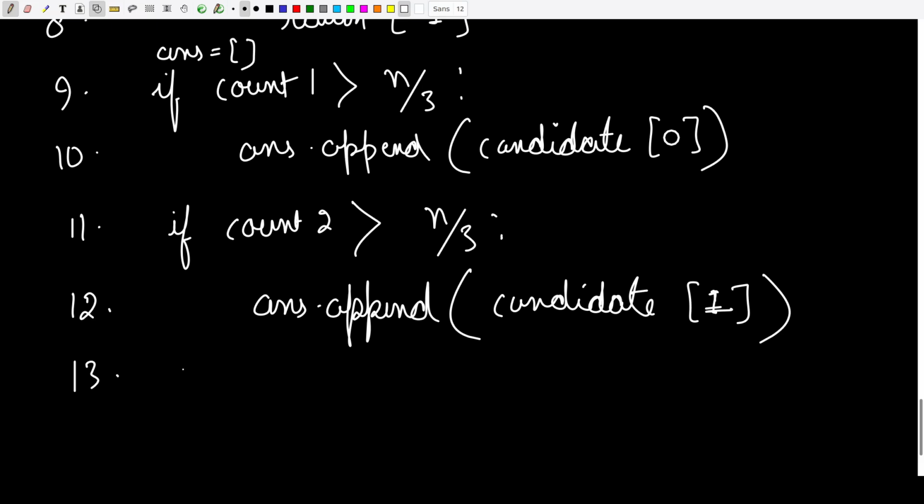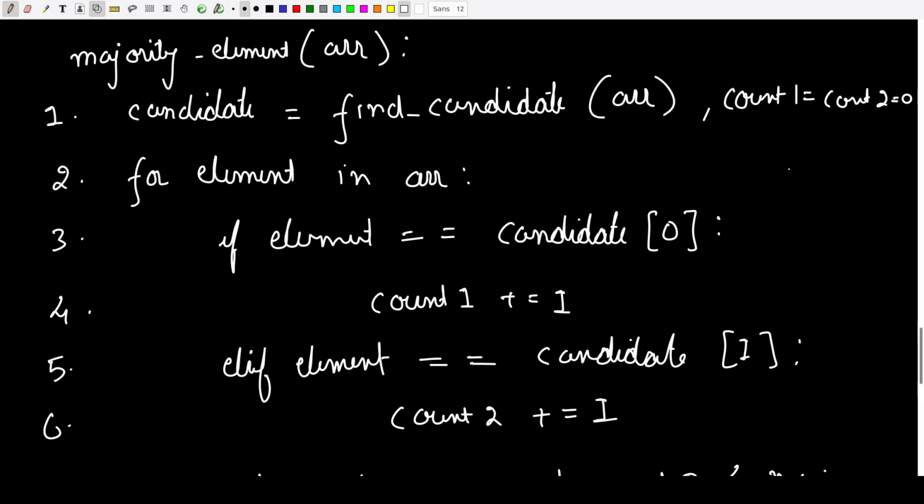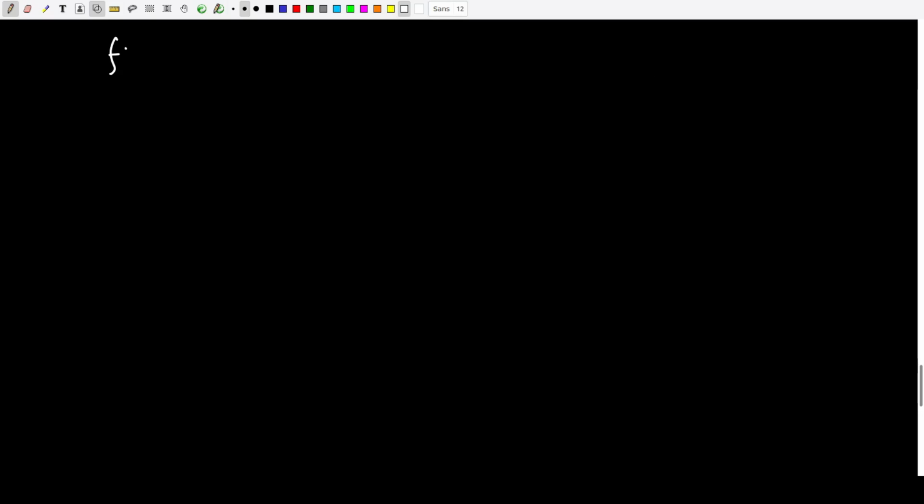And then towards the end, all we have to do is return answer. Now folks, let us discuss the find candidate function as well. So let's say we want to find out the candidate and an array is given to us.